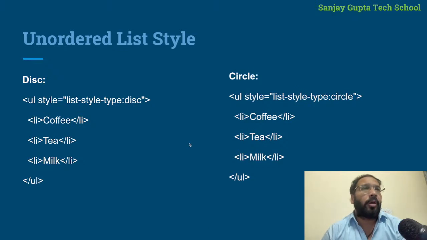So if we move forward, here you can see we have different styles as well. If you want to apply some style, like whatever dark circle we saw, if you want to change it, here you can see we have style equals to list-style-type: disk. Then we have circle. Disk is the default, so we'll be applying circle.